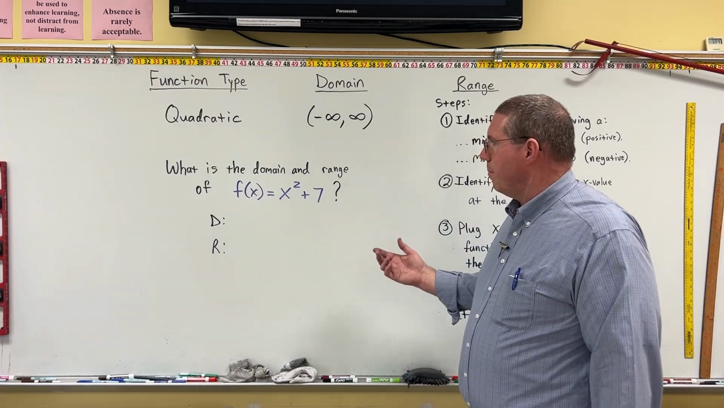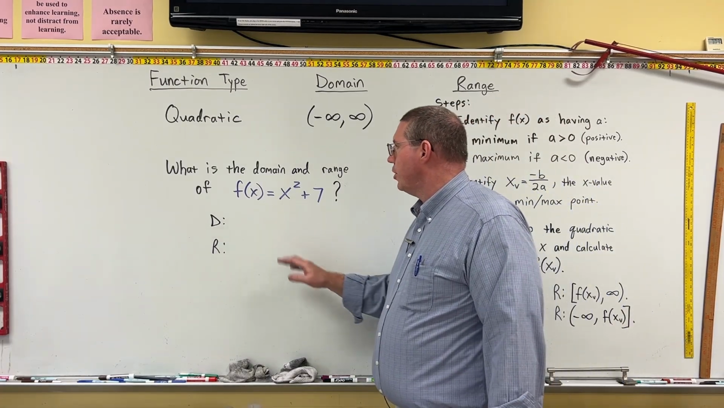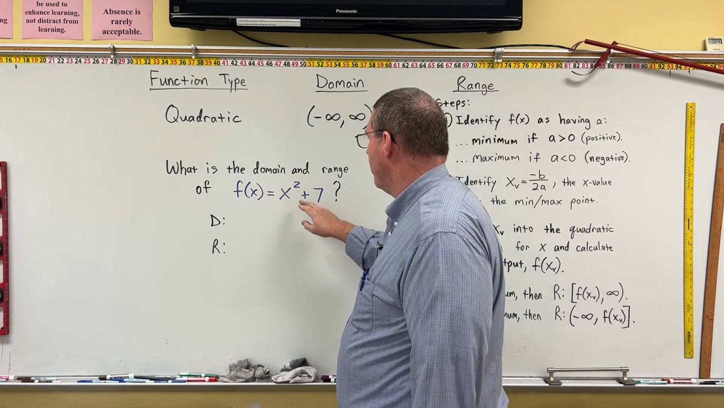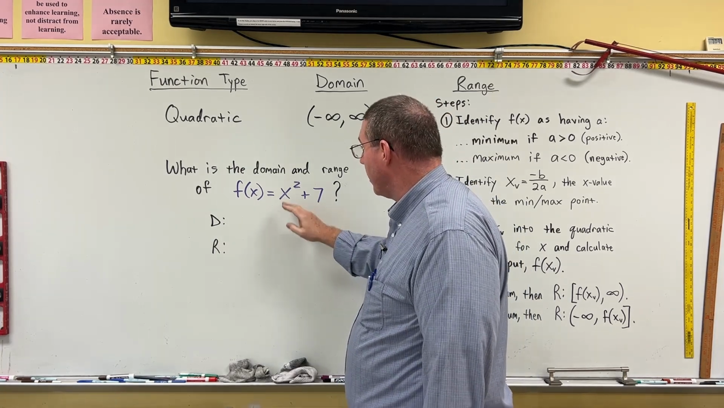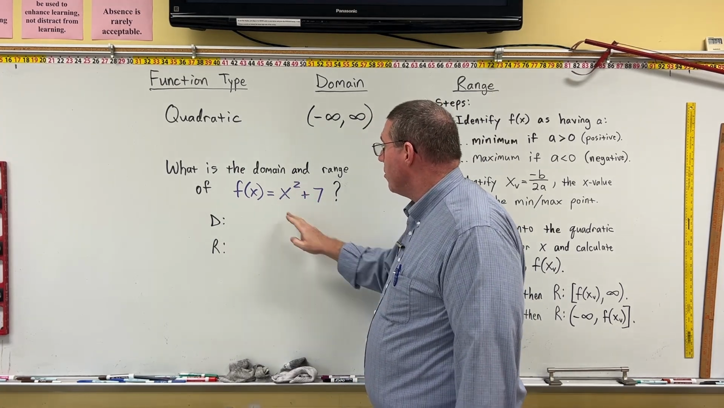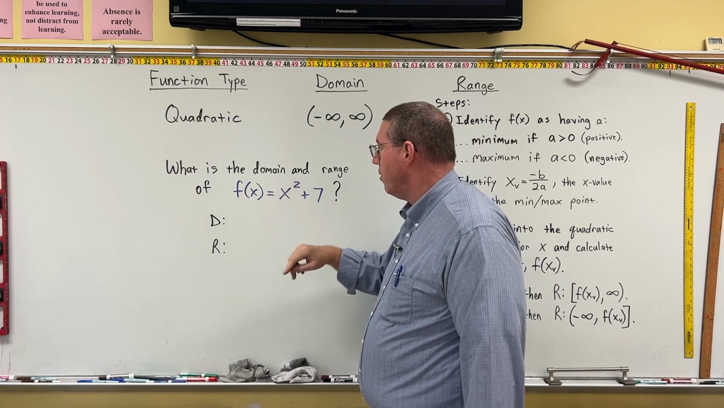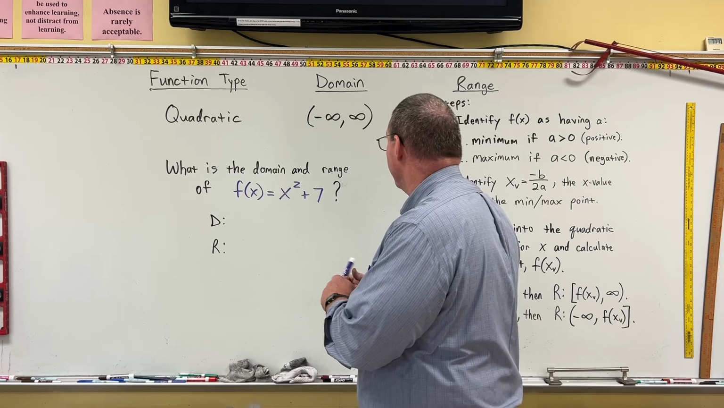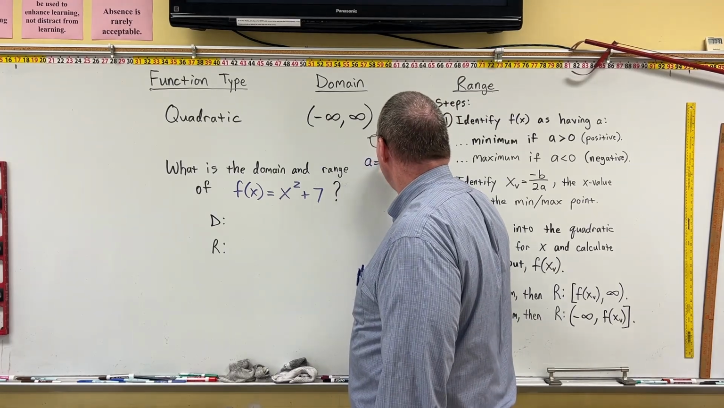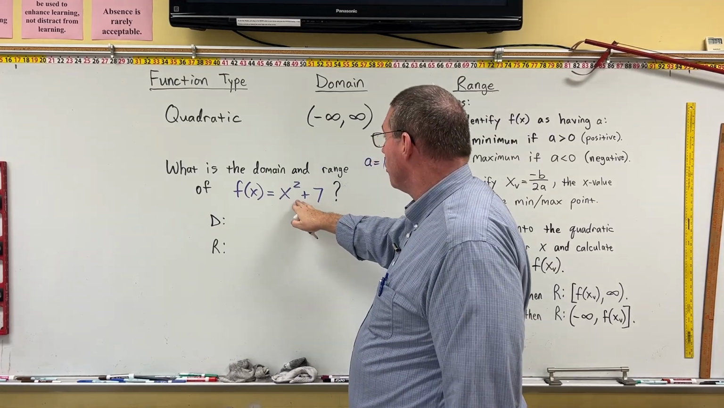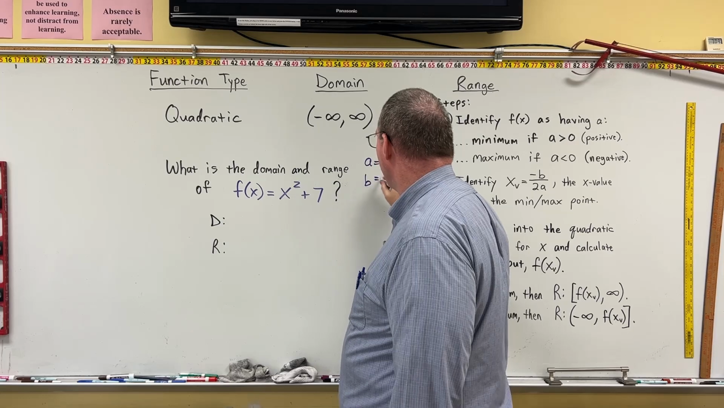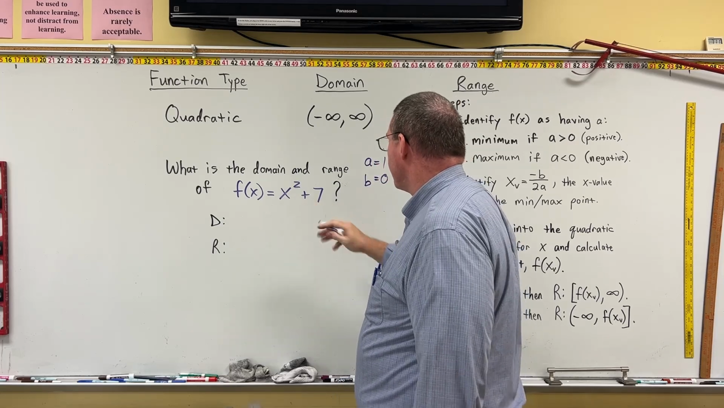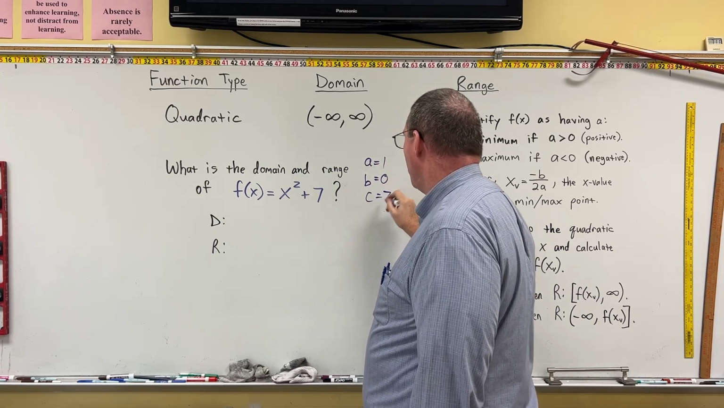Okay, here's another example. What is the domain and range of f of x is x squared plus 7? It's a quadratic because we have an x squared. We can see here that the coefficient of x squared is a positive 1. So a is positive 1. In fact, we can note this here. A is 1. There's no middle term. There's no b, and therefore b is 0, and c is 7. But we don't really need 7, but we'll put it on there anyway.